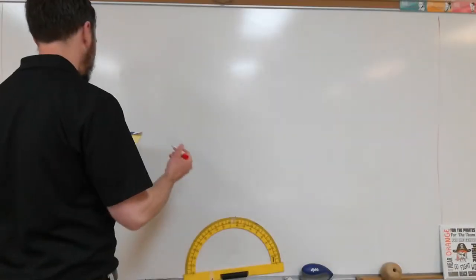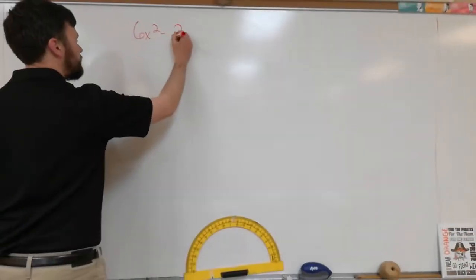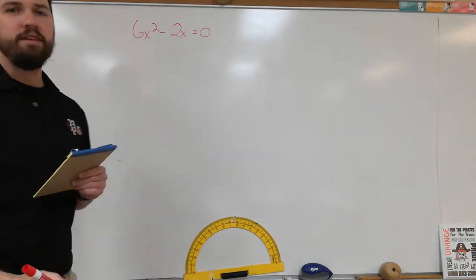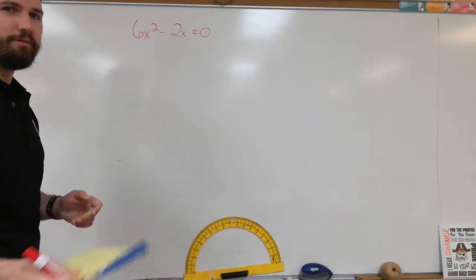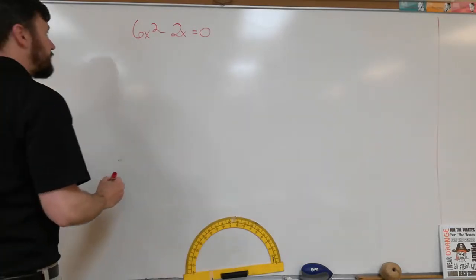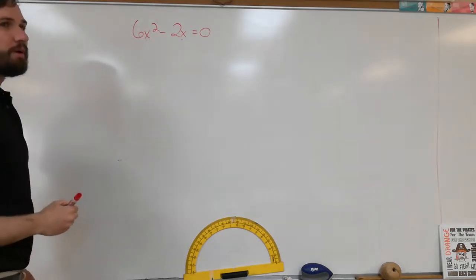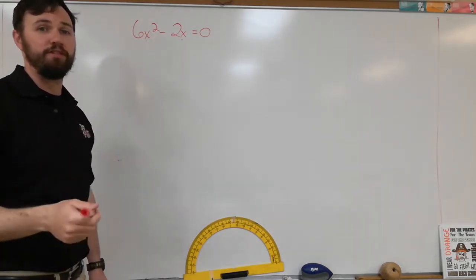Alright, let's do another example. Let's do 6x squared minus 2x equals 0. I have to remember to do the baby bear, mama bear. Alright, so let's take a look at this. We have a papa bear and we have a mama bear, but we don't have a baby bear, right? So we're going to factor this, but we're going to do it a little bit differently than we did the first example.